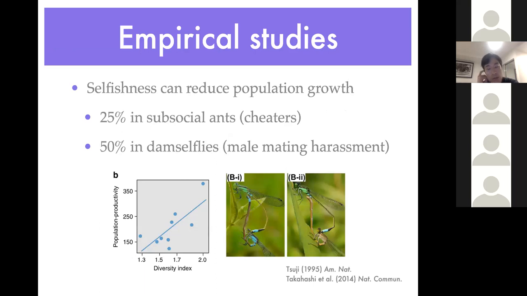And there are several pieces of empirical evidence showing that this kind of adaptation load can be very large. For example, in subsocial ants, some cheaters can evolve and invade the nest, and that can reduce the population growth rate by 25%. And in damselflies, male mating harassment can reduce population productivity by around a half.